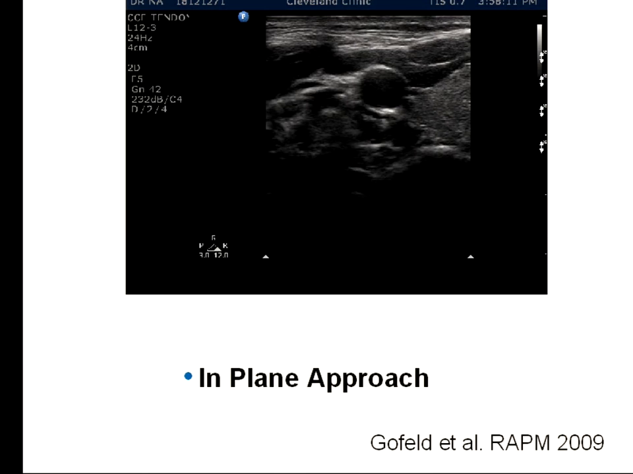And this is Michael Gofeld's favorite, to come from lateral and come in plane. Sometimes I do it in plane. I prefer out of plane. It's easier and faster, but you have to know where the tip of the needle is. If you're not sure, I use hydrodissection. While numbing the skin, I advance the needle with hydrodissection so you can see where it is.